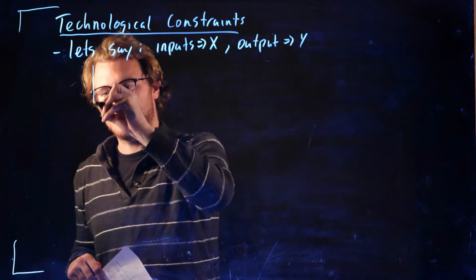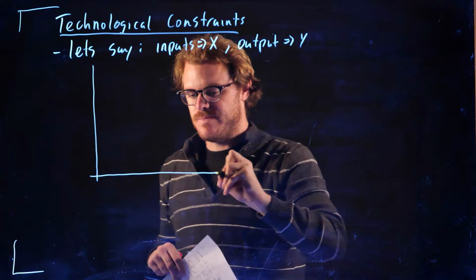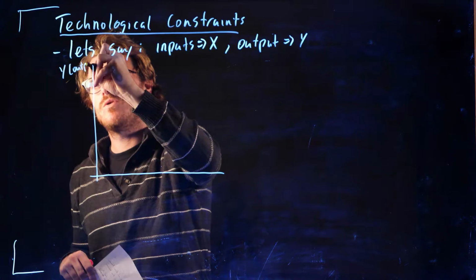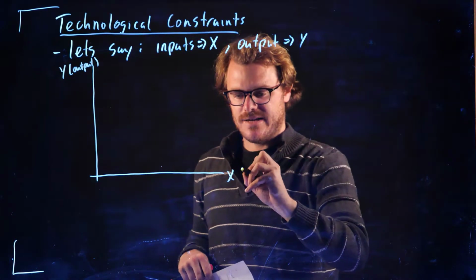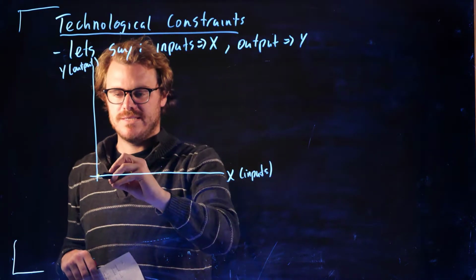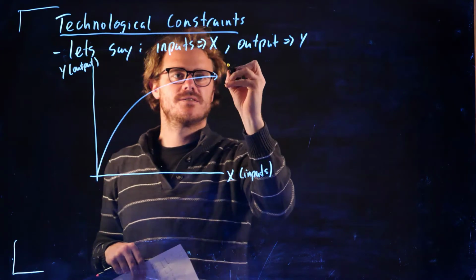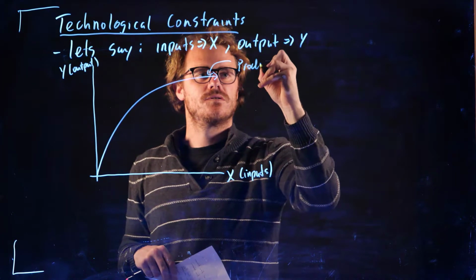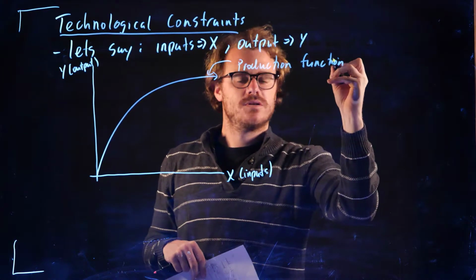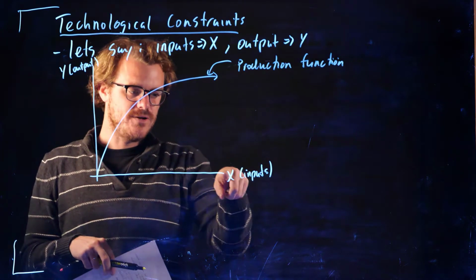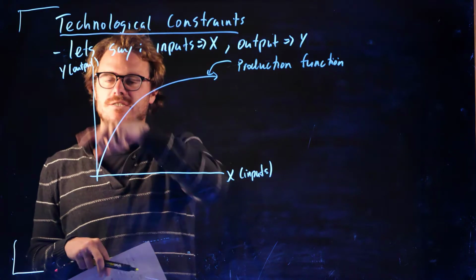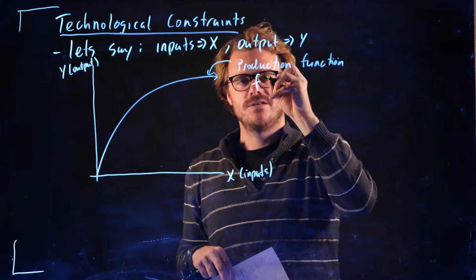If you want to draw a production function, again, the shape of it is going to be determined by other assumptions we're going to make. But if we put y, or output, up here, and x, or inputs, down here, let's say our production function looks something like this. So it's showing us all the different amounts of inputs we can put in, and it's translating that into an output. And so it's a function.